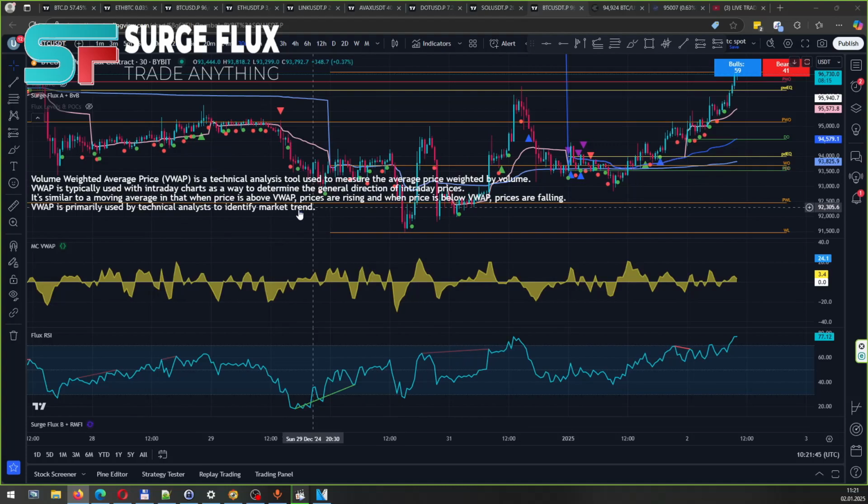So, as you can see here, it's typically used with intraday charts as a way to determine the general direction of intraday prices. It's similar to a moving average in that when price is above VWAP, prices are rising, and when price is below VWAP, prices are falling. VWAP is primarily used by technical analysts to identify market trend.